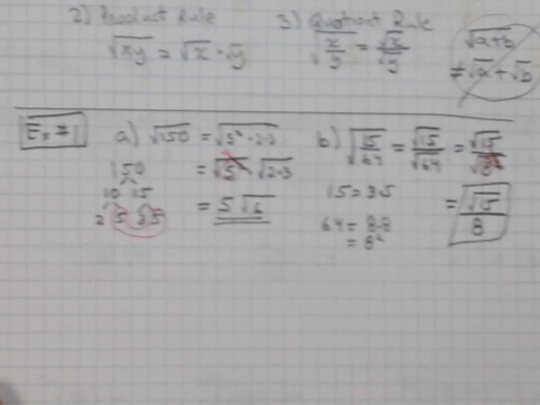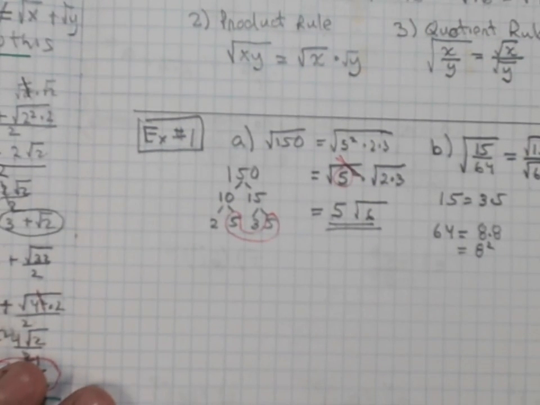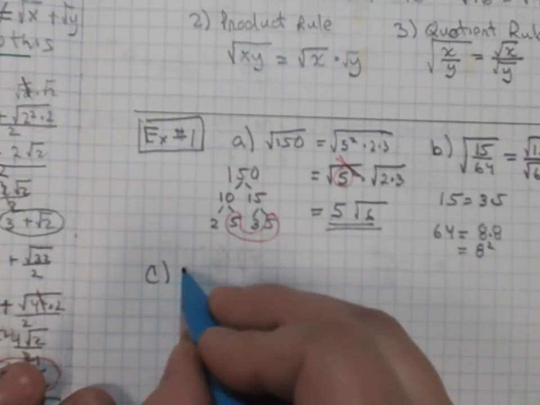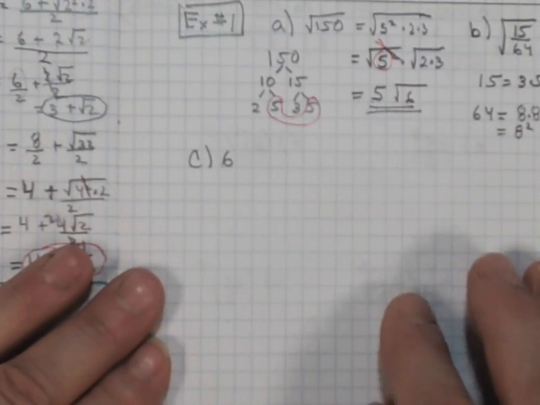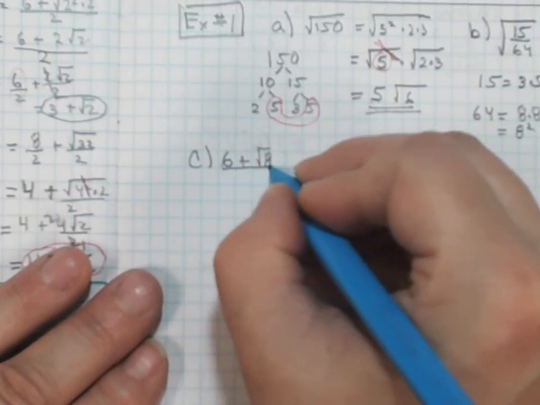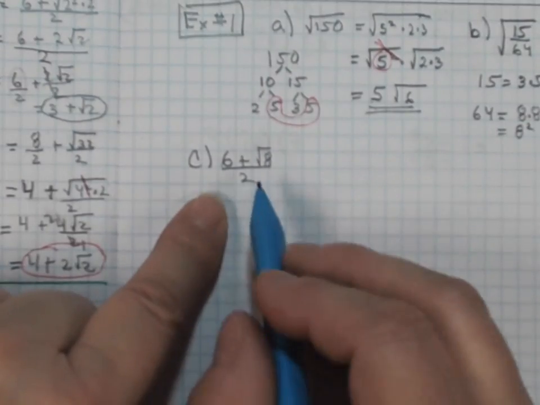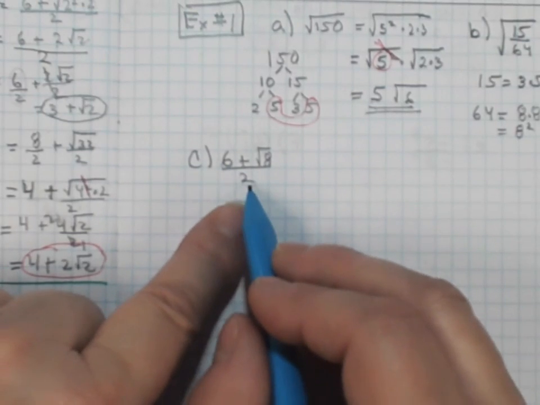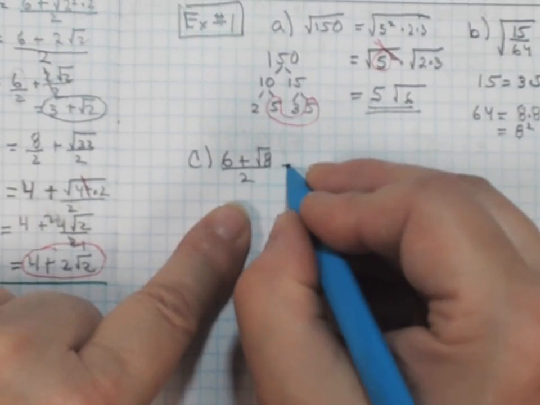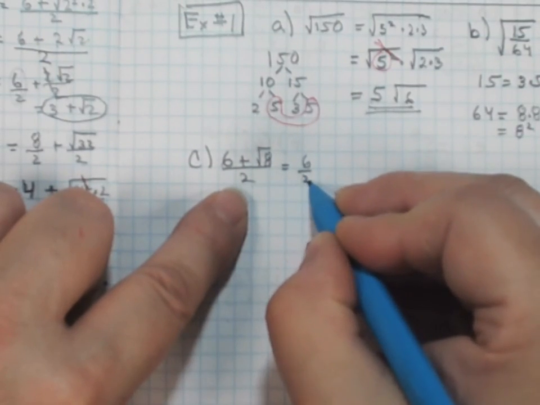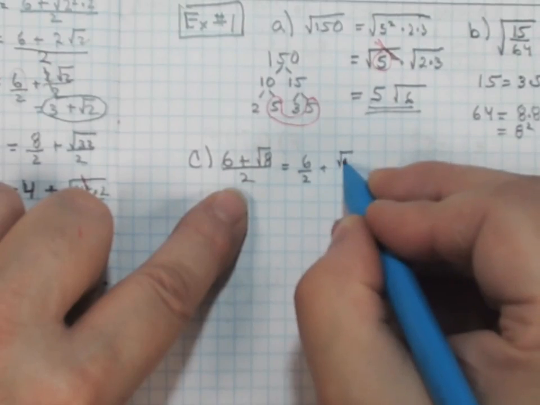All right, let's try a couple more. How about a sum? In the numerator, I'm adding two numbers together. One is in a radical, one is not, but both are being divided by 2. So first off, I'm going to use the rule of fractions that I'm going to split this into 2 fractions, 6 over 2 plus square root of 8 over 2.